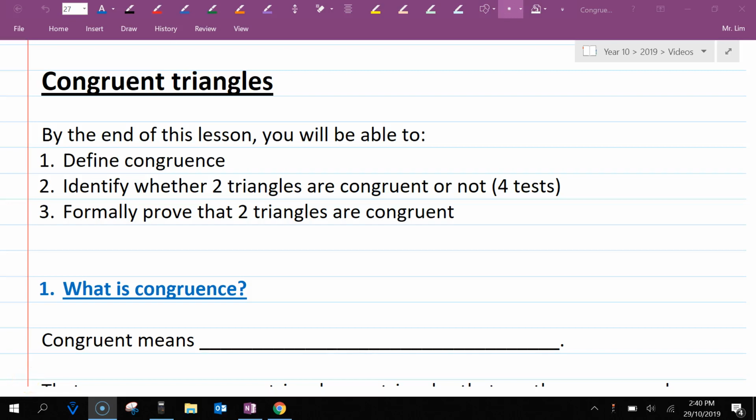It's your teacher Mr. Lim here, and in this video we're going to be looking at congruent triangles. So by the end of this lesson you'll be able to define congruence, identify whether two triangles are congruent or not by using the 4 tests, and formally prove that two triangles are congruent.